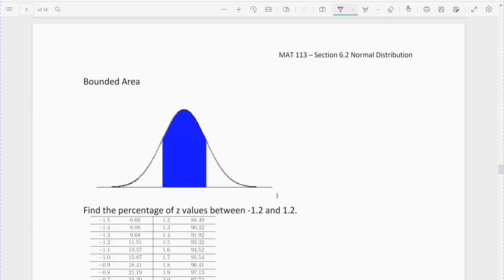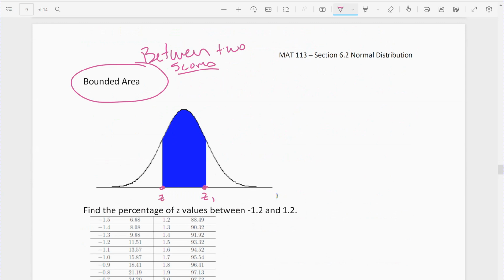Right, the hard case. Bounded areas, meaning areas between 2 scores. Alright, so we've got a score 1 and a score 2. So we've got 2 score values, 2 z-values. Alright, this is the harder case. What you have to do is, well, remember what the table gives me. The table gives me the area less than it. And so if I'm looking up the table value for this, that will give me the area here.